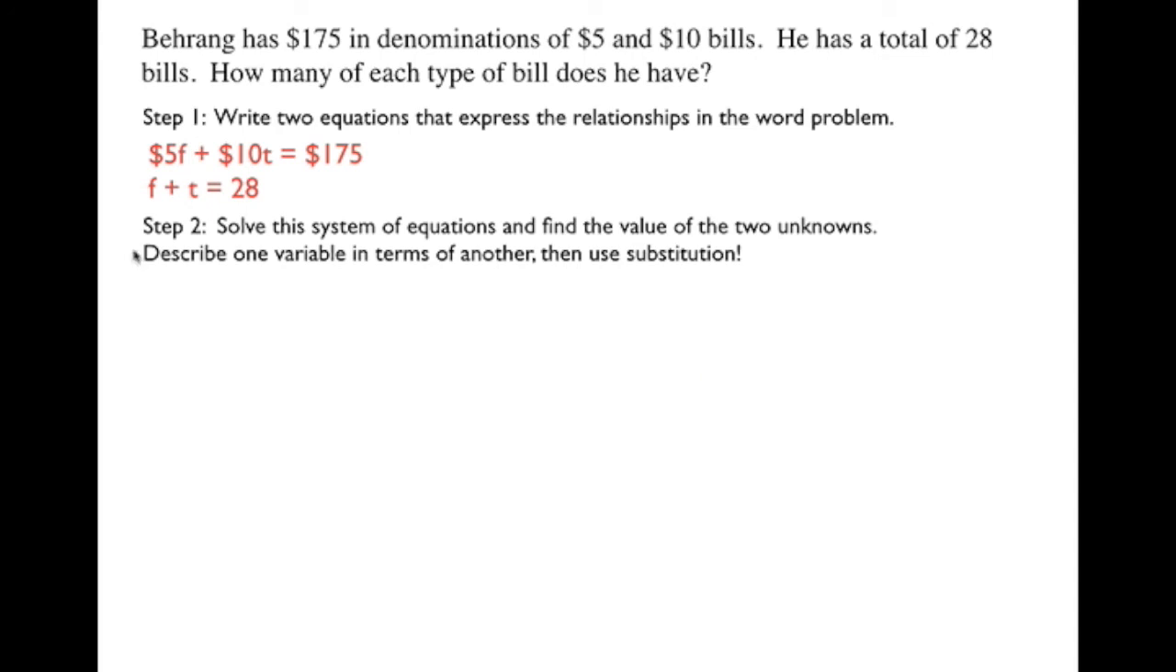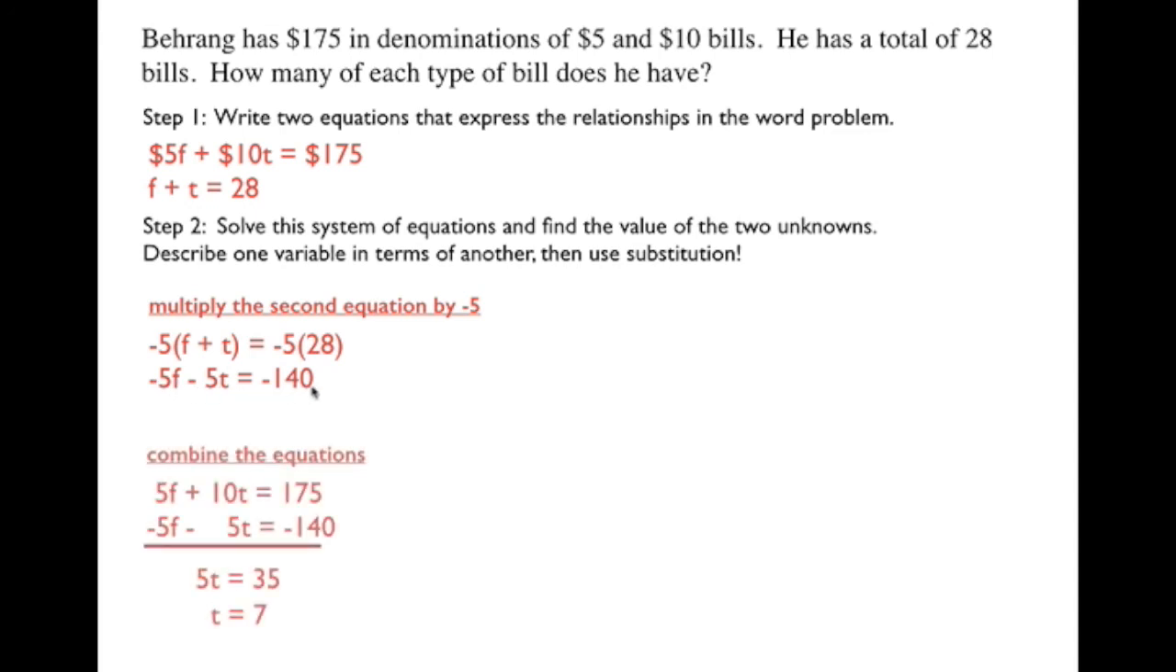Another way of solving the system is by using elimination. I'll first start out by multiplying this second equation, f plus t equals 28, by negative 5. When I do this, I get negative 5f minus 5t equals negative 140. I did this because when I combine the two equations, 5f and negative 5f cancel each other out. I've eliminated one of the variables. Then 10t minus 5t is 5t, and 175 minus 140 is 35. Dividing both sides by 5, I get t equals 7.